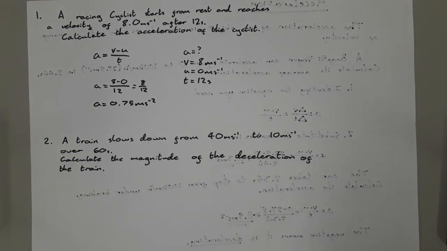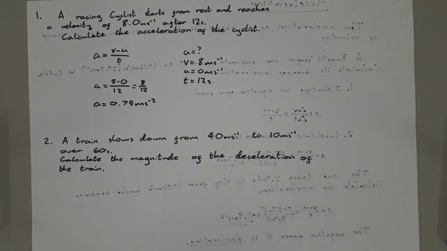So our second question is, a train slows down from 40 meters per second to 10 meters per second over 60 seconds. Calculate the magnitude of deceleration of the train. Stop now if you want to try out this question for yourself.